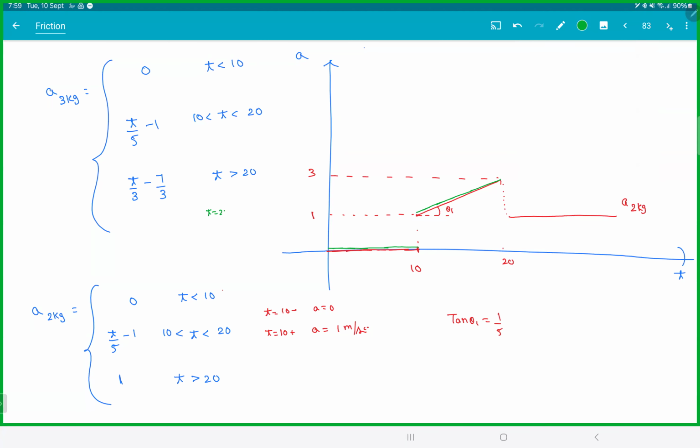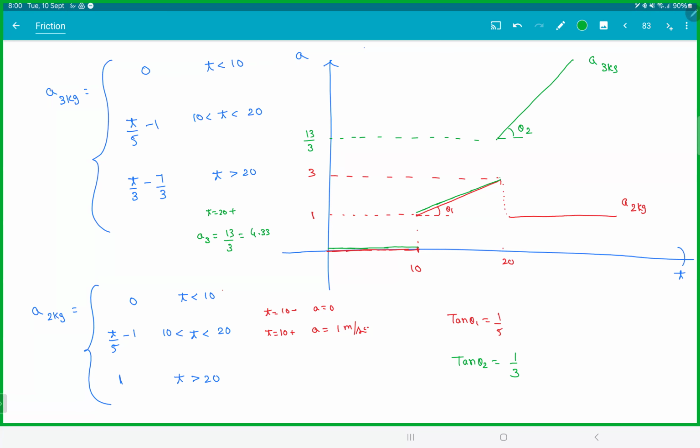If I keep t is equal to 20 plus, the acceleration would be 20 by 3 minus 7 by 3, 20 minus 7, 13 by 3. That is almost 4.33. Meaning from 3, it suddenly jumped to here, 13 by 3. And then it became steeper also. This angle is theta 2. Tan theta 2 is 1 by 3. This is the acceleration of the 3 kg block.